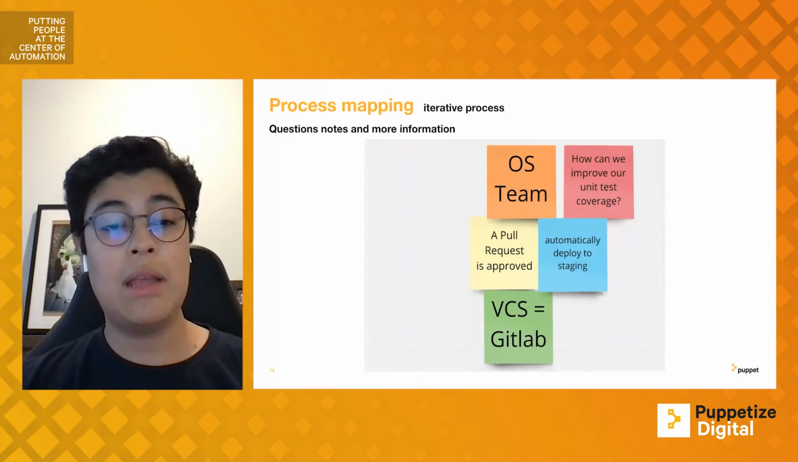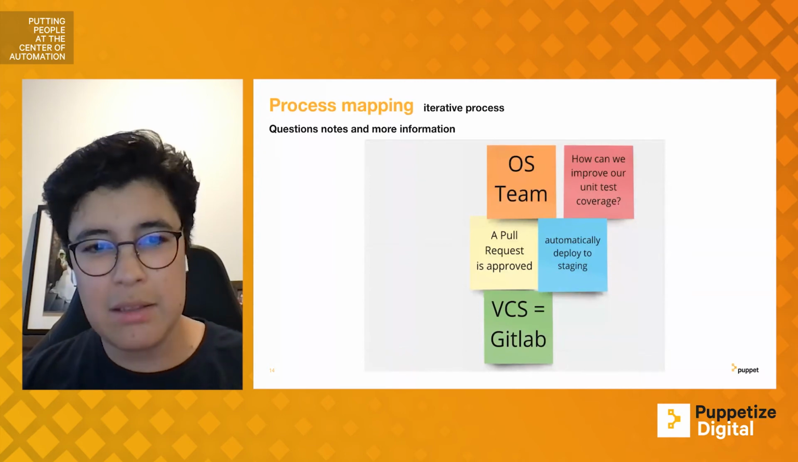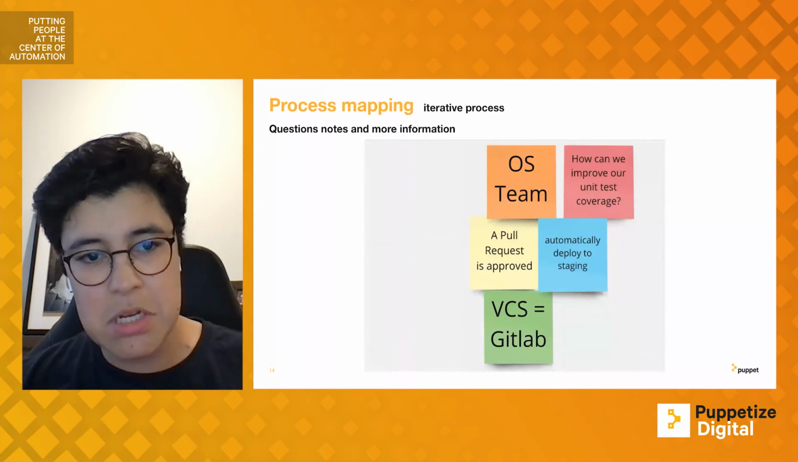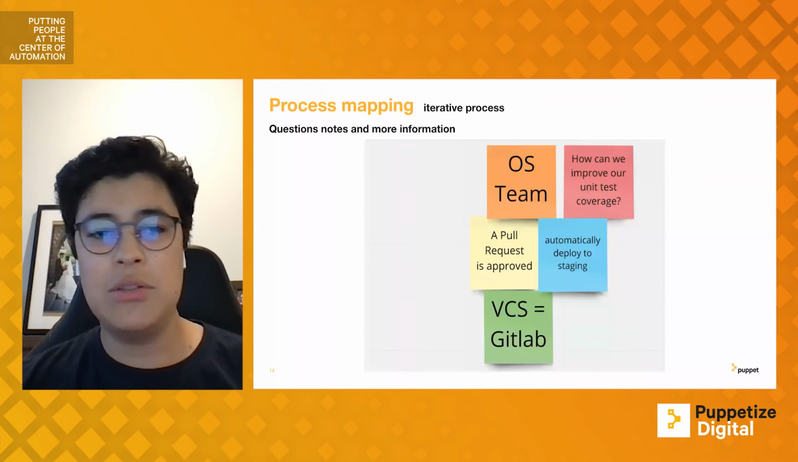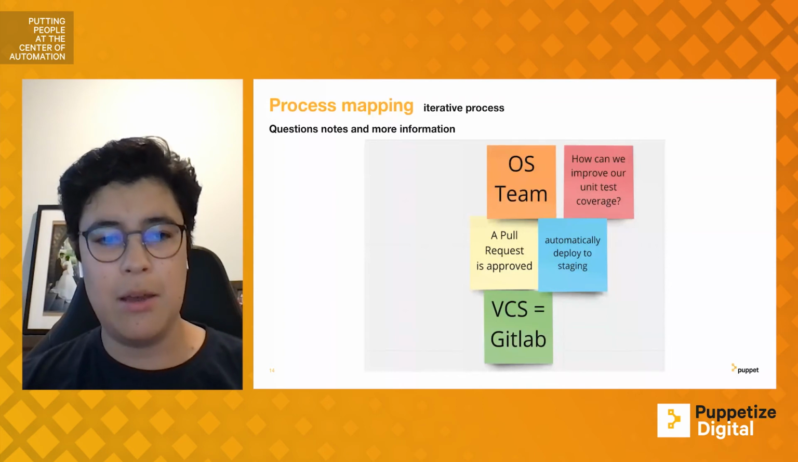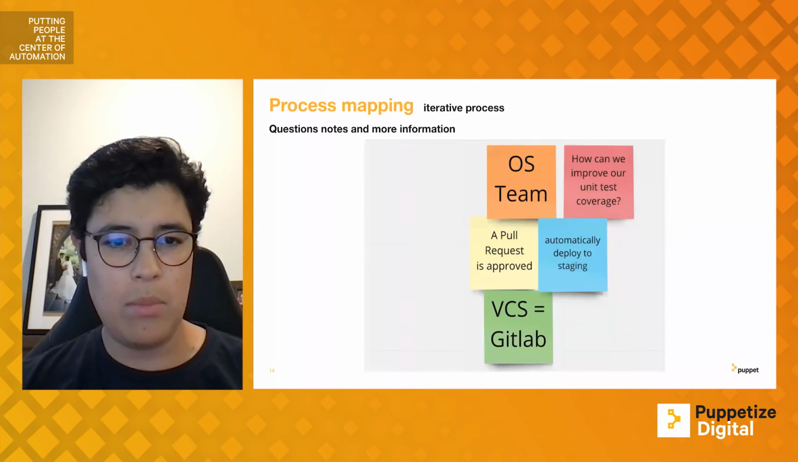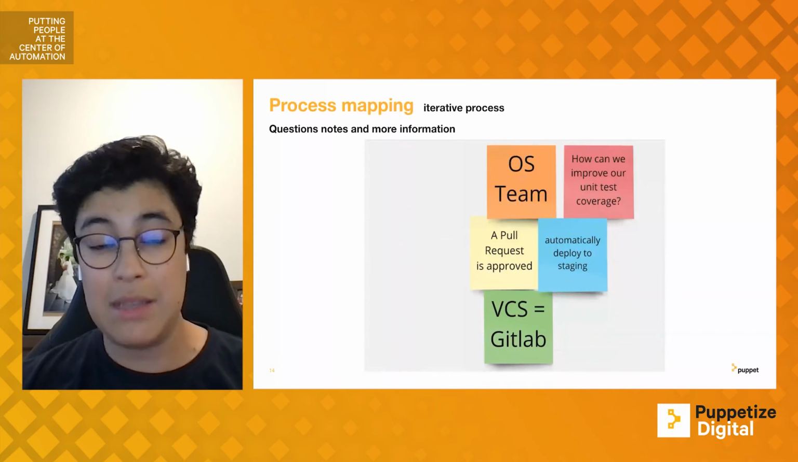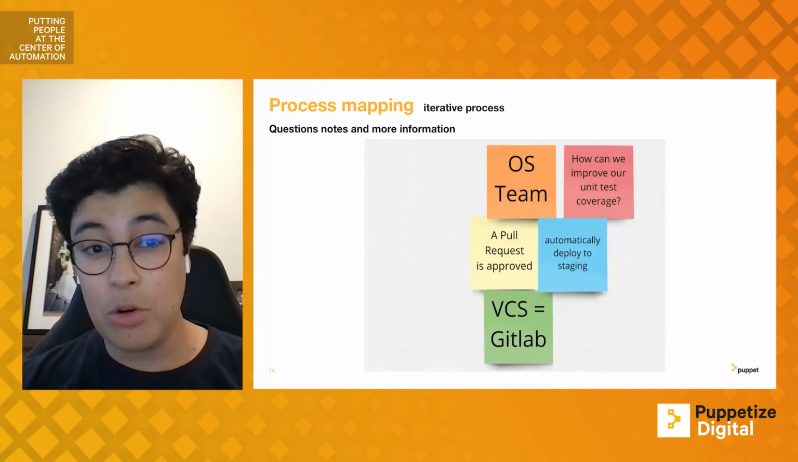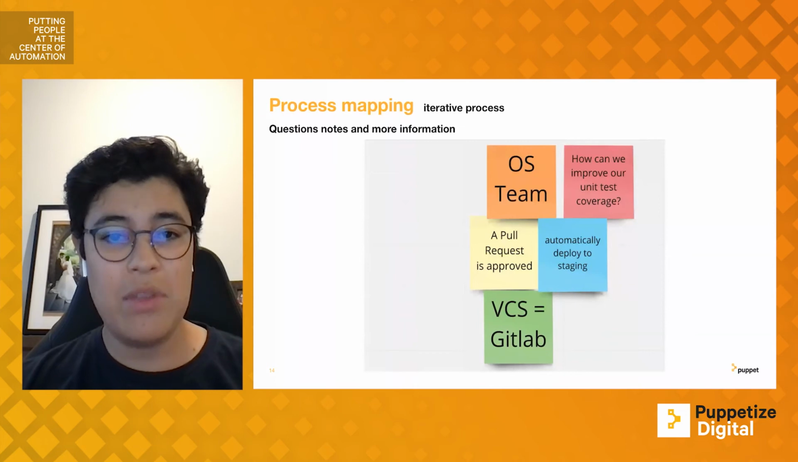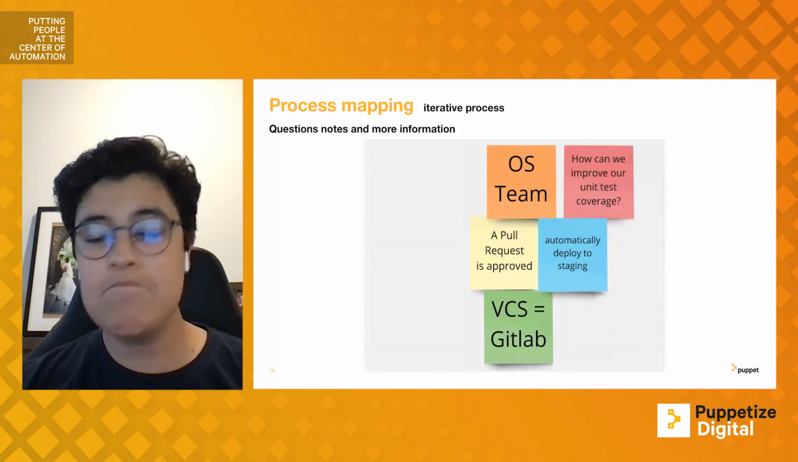The green sticky note means basically just context or more information about this particular step. Here you can see that I just documented that the version control system is GitLab. So sometimes that's important. The more context that we have, the better. And that's basically it.